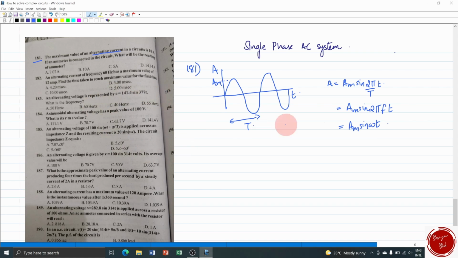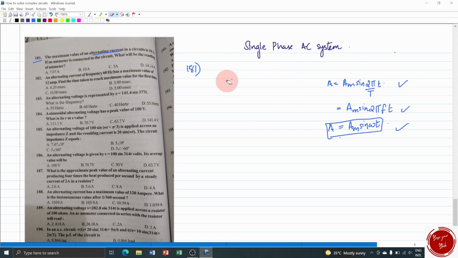So you can compare the given questions. Many questions will be coming up which use this representation. So you can study all these 3 representations and do some questions of this sort. Okay. So here it is given the maximum value as 10 ampere. It is a current signal, so Im is equal to 10 ampere. And the question here is, if an ammeter is connected in the circuit, what will be the reading?